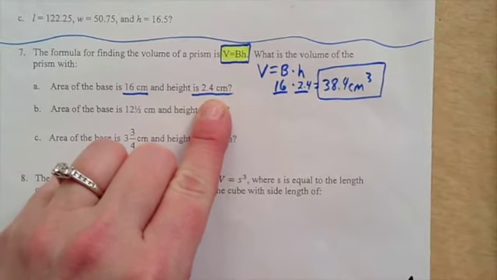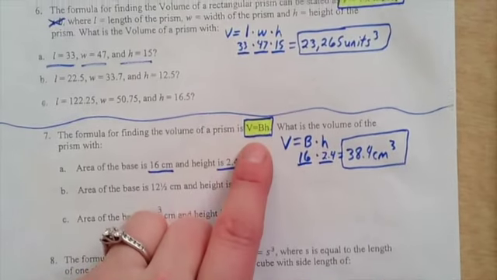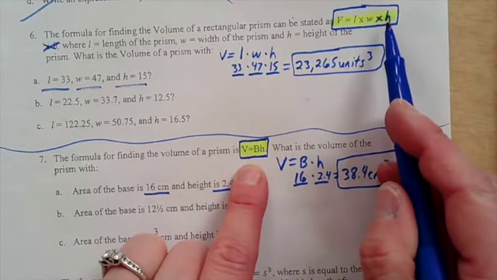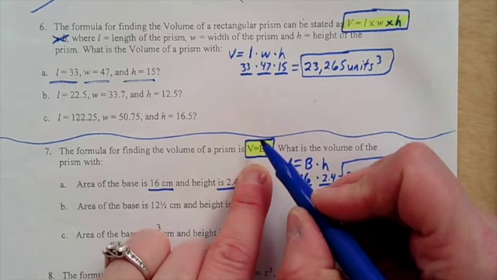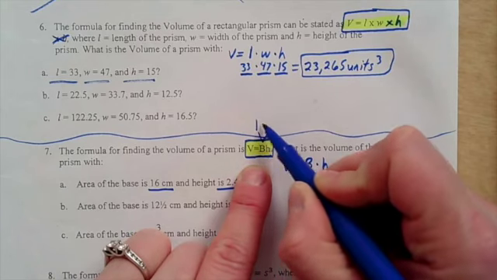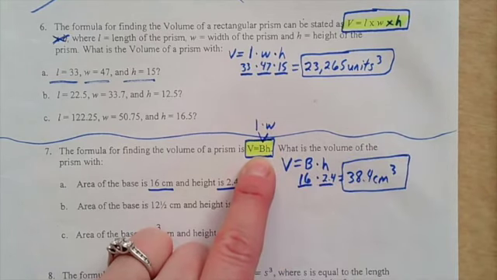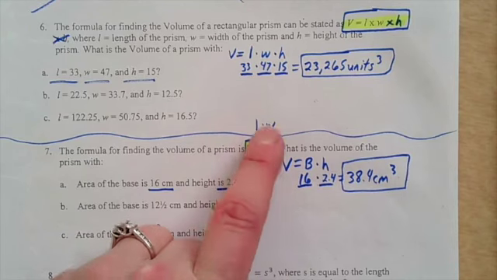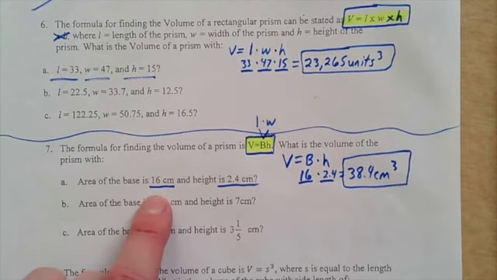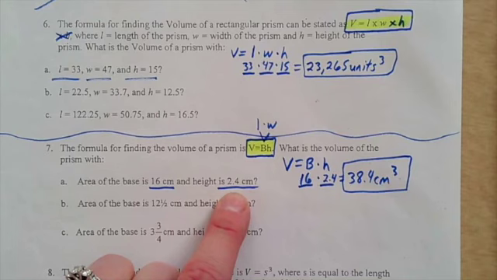So what was different with this problem instead of this one? Length times width times height. Well, if you multiply the length times the width, that's actually how you get the area of the base. So it's like they had already multiplied length times width and given you one number, 16, and then the height was just 2.4.